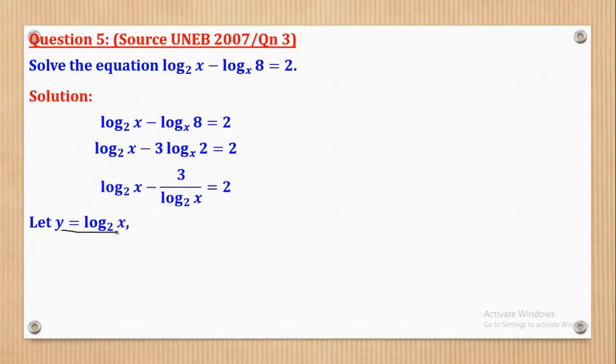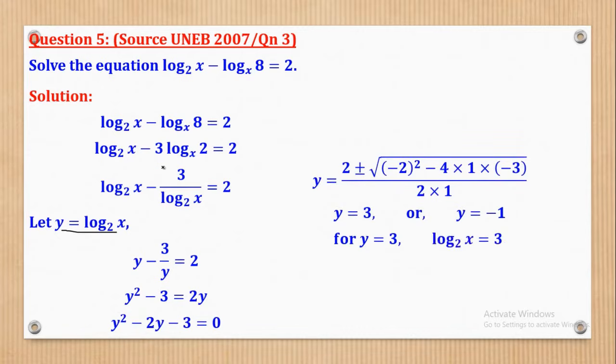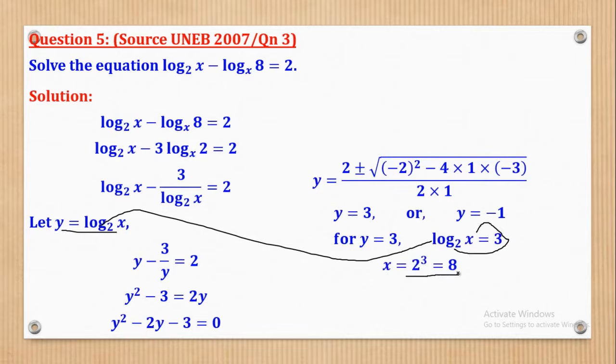Let y be equal to log base 2 of x, therefore we substitute for y, cross multiply by y, and rearrange to get a quadratic in y. Then use either bulldozer method or factorization to come up with the values of y. Then for y equal to 3, we replace y with that, therefore 2 to power 3 is equal to x, and 2 to power 3 is 8.